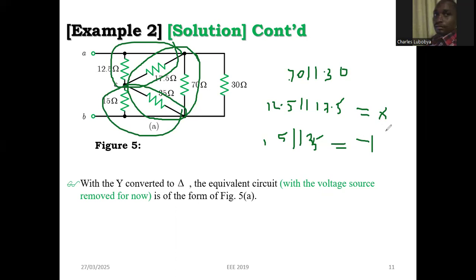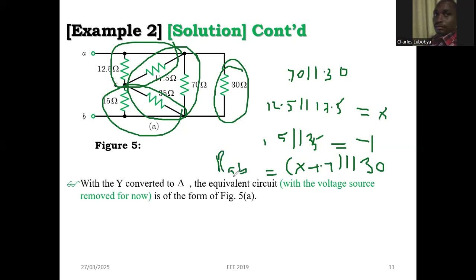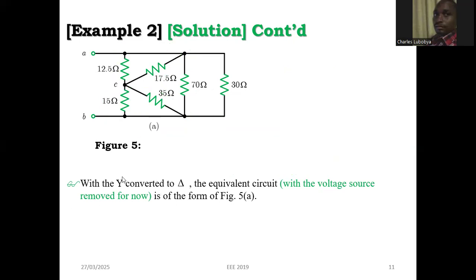You notice that finally X will be in series with Y, but in parallel with the 30 here. Then you'll have gotten your equivalent resistor, which is the resistor between terminal A and B. That's your overall equivalent resistor. So what I've done here, in my next slide, is to show those details.